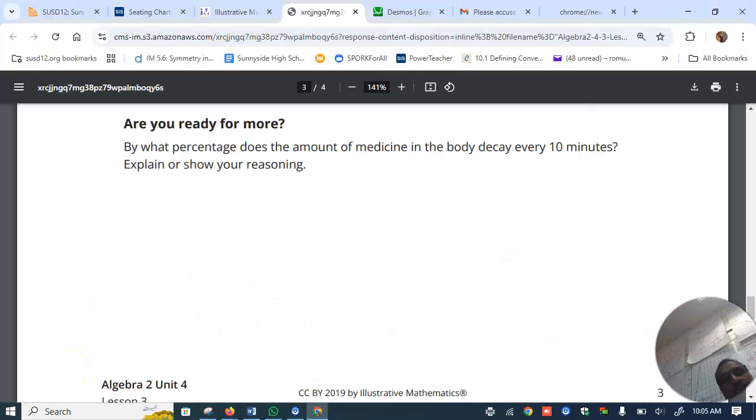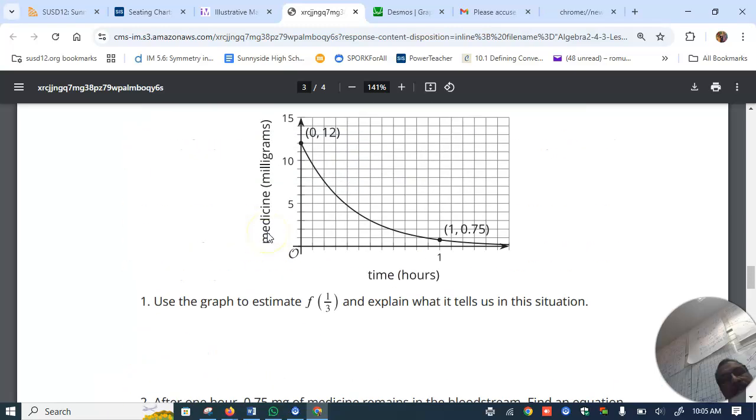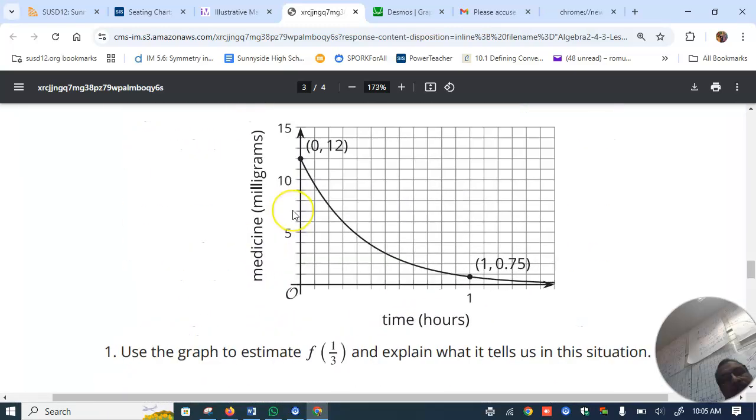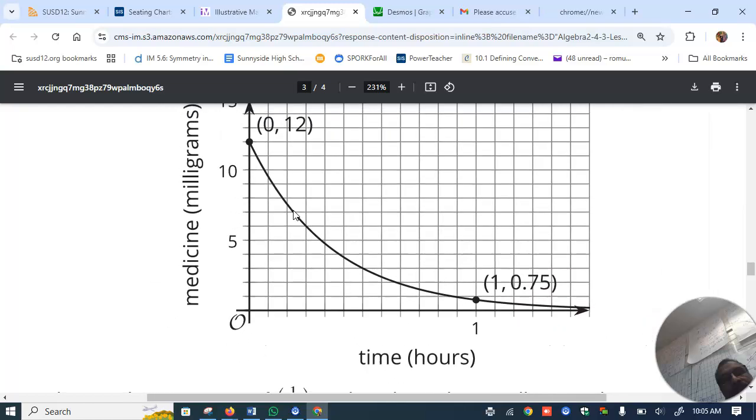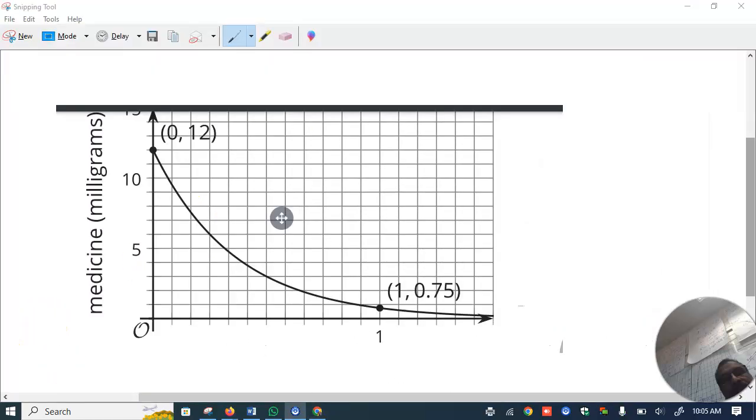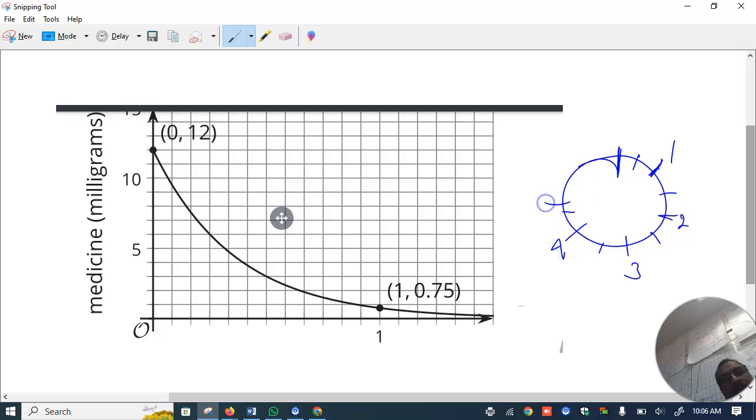So another question asked here is, are you ready for more? By what percentage does the amount of medicine in the body decay every 10 minutes? So let's go back to the graph. Since the question is asked every 10 minutes, and if this is a clock, and this is starting, then every 10, this will be 10 minutes. This is 1 10 minutes. Then you go another 2 10 minutes. You have 3 10 minutes. Then there will be 4 10 minutes. And then you have 5 10 minutes. And then you have 6 10 minutes.